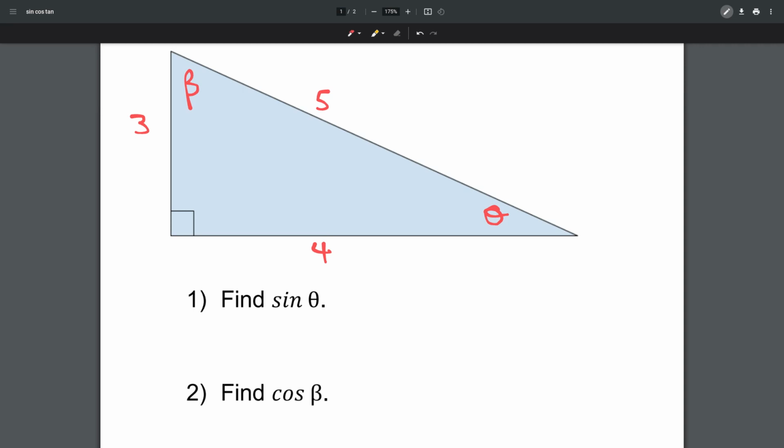In this video, we're going to discuss the three main trig functions: sine, cosine, and tangent. You'll see there are 6 basic trig functions, but these are the 3 you're going to see more often than not. So let's get to it.